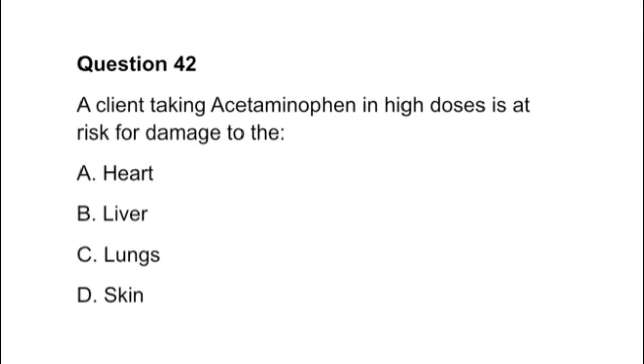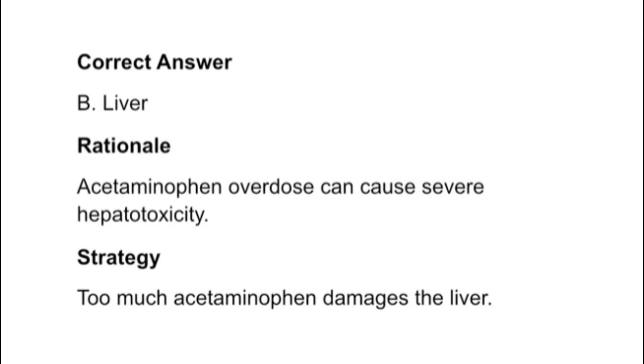Question 42. A client taking acetaminophen in high doses is at risk for damage to the A. Heart. B. Liver. C. Lungs. D. Skin. Correct answer. B. Liver. Rationale. Acetaminophen overdose can cause severe hepatotoxicity. Strategy. Too much acetaminophen damages the liver.